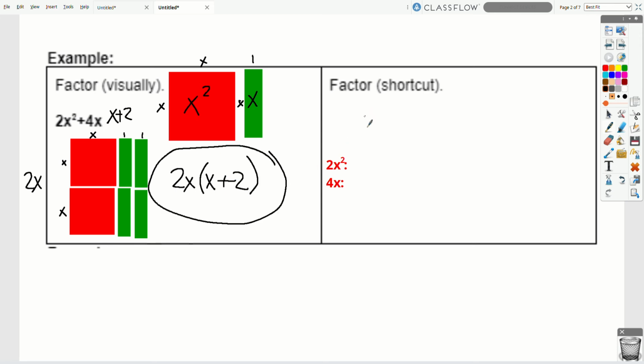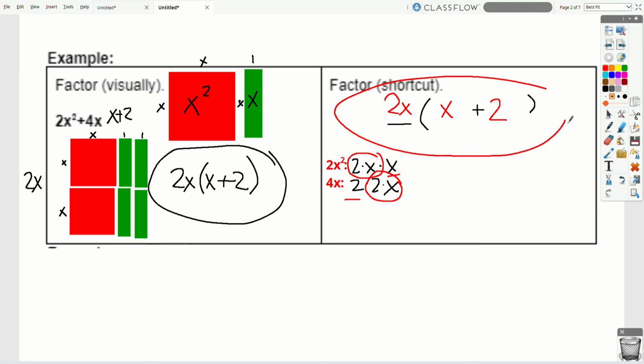And once again, we can use the shortcut for this. And we just have to remember that the GCF is the number in front. So 2x squared breaks down to 2 times x times x. 4x breaks down to 2 times 2 times x. We see here that both of them have a 2x. So that's our GCF 2x, which is what we got on the left side. Whatever is left over, x plus 2, goes there. There is our answer.